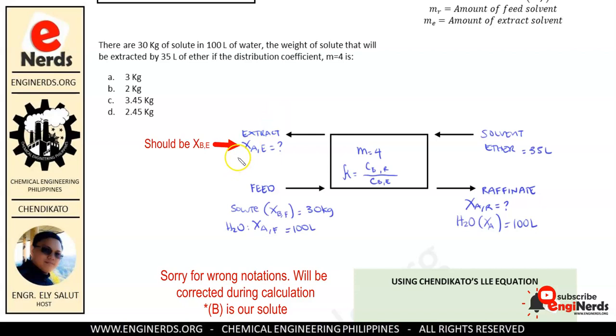But in here, we know that the volume of ether is still equal to 35 liters because they are immiscible. Okay? And since ang solute natin dito is 30 kilogram, and we have here XAR, therefore, ang ating XAE, which is the amount of solute na nandito sa extract, is equal to 30 minus XAR.